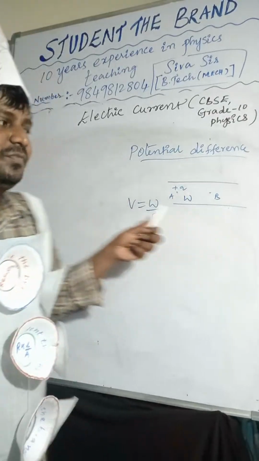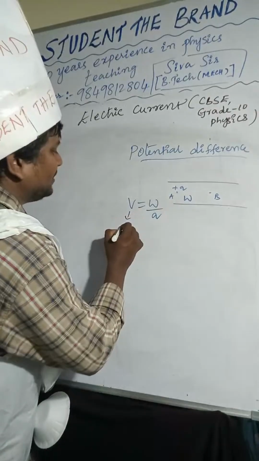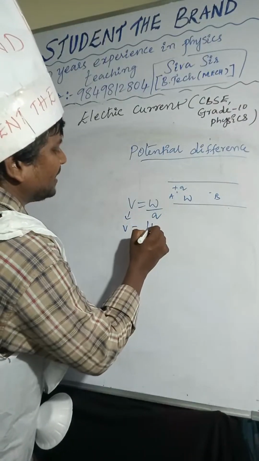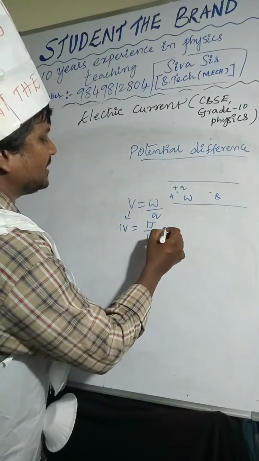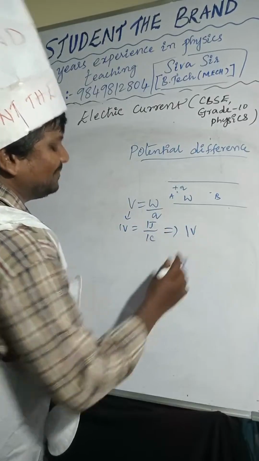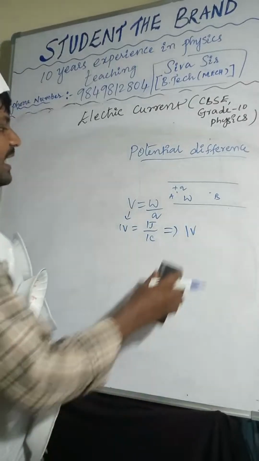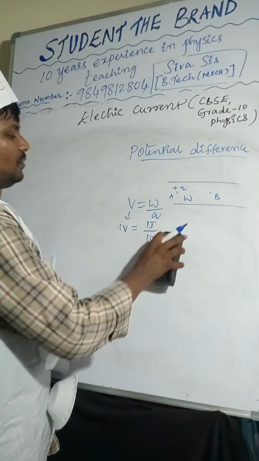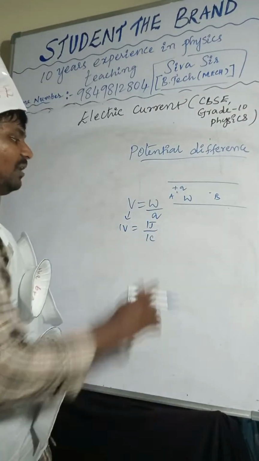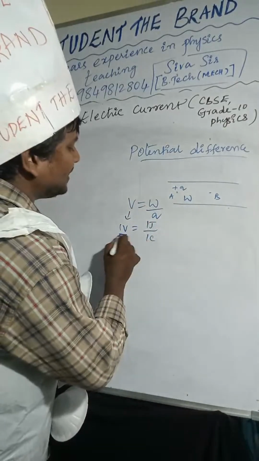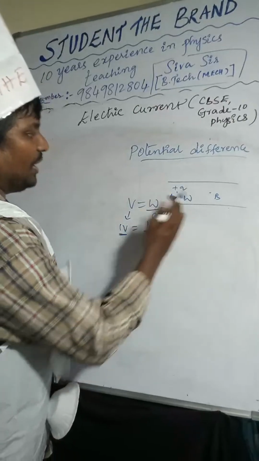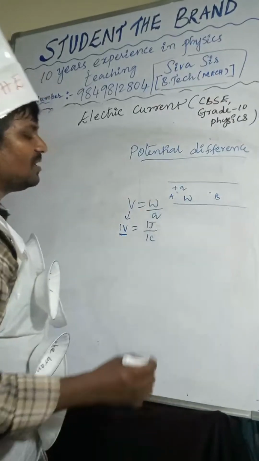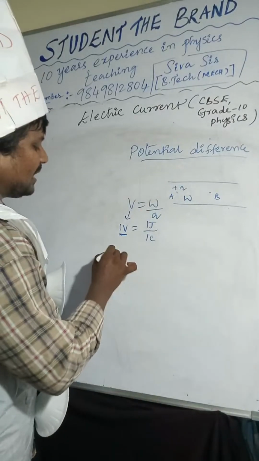The SI unit of potential difference is volt, the SI unit of work is joule, and the SI unit of charge is coulomb. 1 volt is defined as 1 joule of work done to bring 1 coulomb of charge from one point to another point.